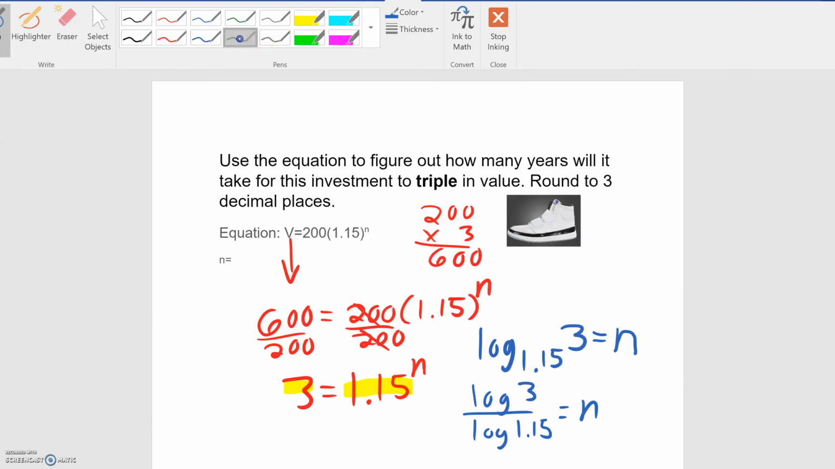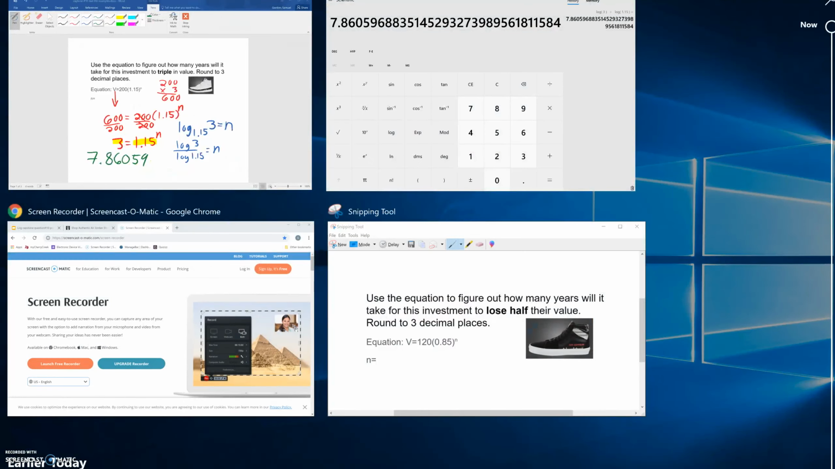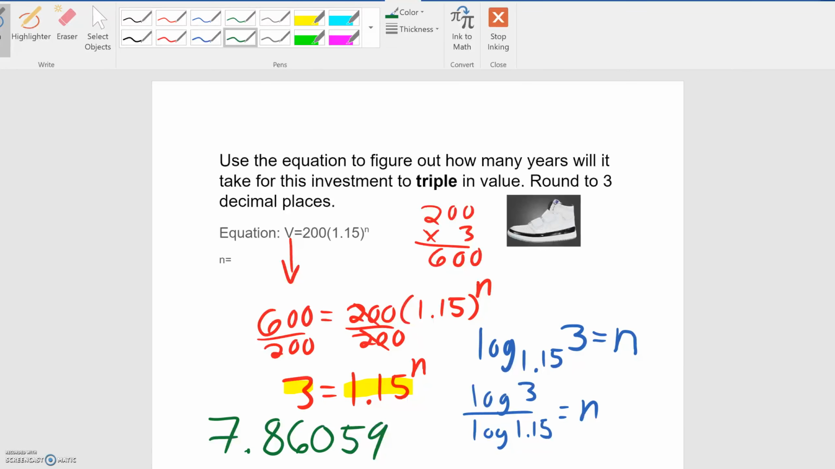Okay, so I've got 7.86059. Let me just double check I got that right. 7.86059. Okay, and they went to 3 decimal places. So let's see here. Here's a decimal, 1, 2, 3. And so basically I want to cut it off there. So the last question is about rounding. Should I round it to 7.861 or 7.860?